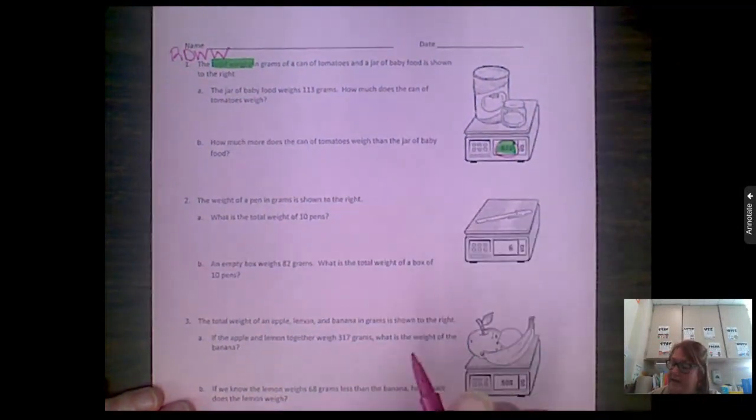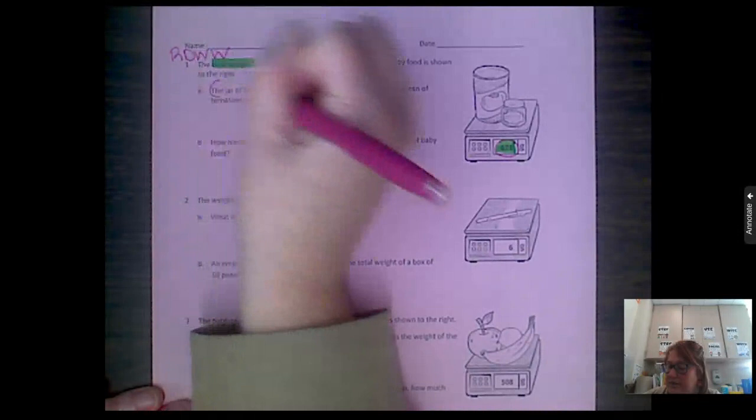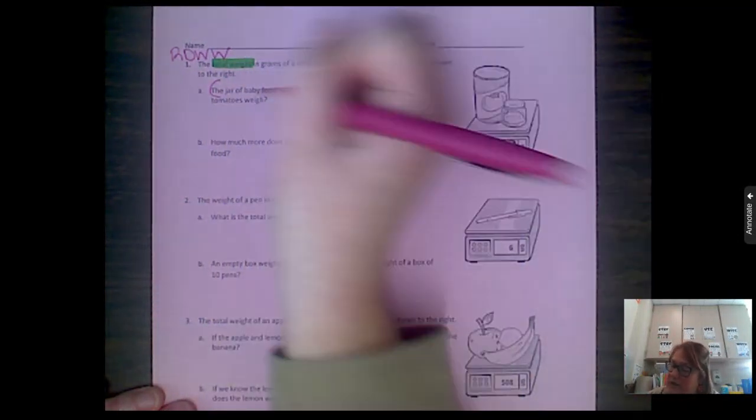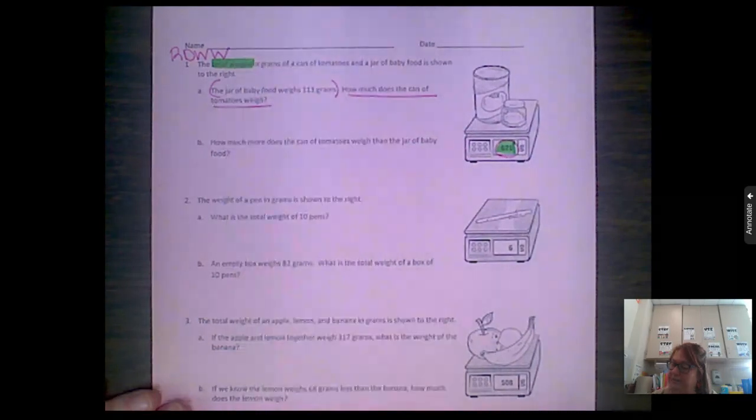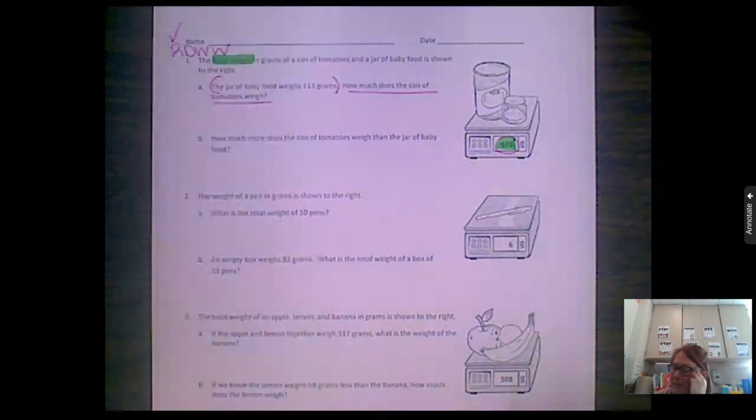Okay. And then it says the jar of baby food weighs 113 grams. That's important, right? The jar of baby food weighs 113 grams. How much does the can of tomatoes weigh? All right, so if I look here, we did the read, right? So I can check that off. All right, before I even get to the draw, I want to look here.